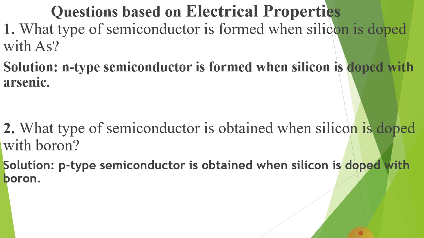Second question, what type of semiconductor is obtained when silicon is doped with boron? Here boron belongs to group 13. That's why it generates P-type semiconductor. Therefore the answer is P-type semiconductor is obtained when silicon is doped with boron.